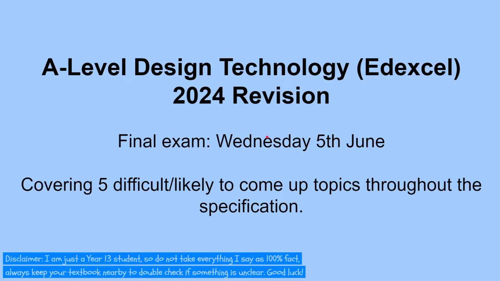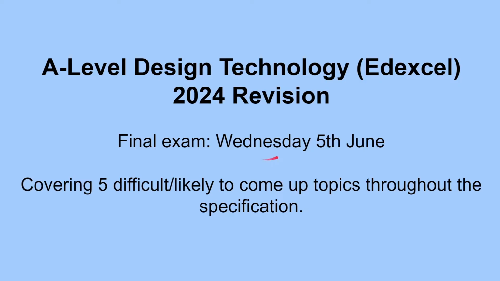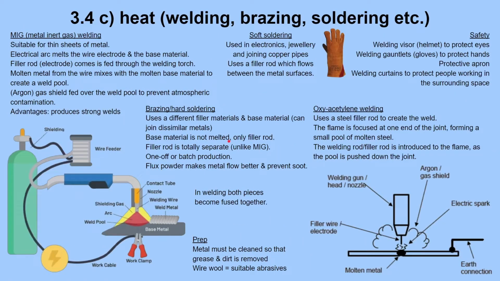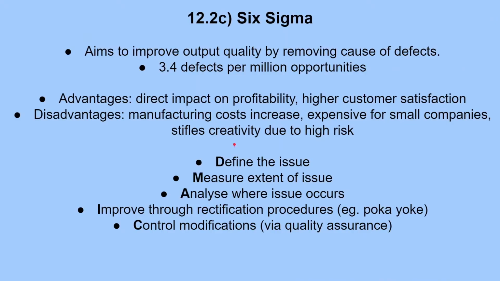And here are 5 topics across the entire specification that in my opinion are difficult or have a higher chance of appearing in the 2024 paper. So we're going to go through printing, marking out techniques and marking out tools, heating, which is like welding, brazing, soldering, these 4 design movements, and lastly Six Sigma.